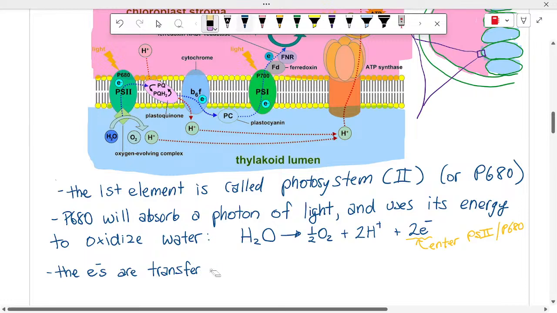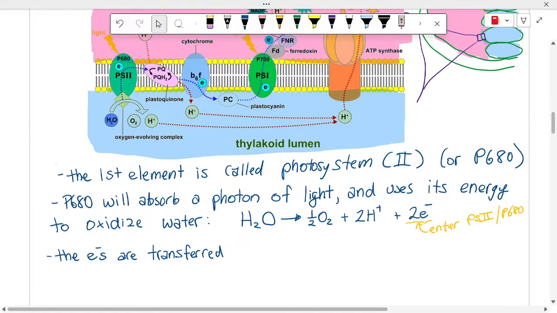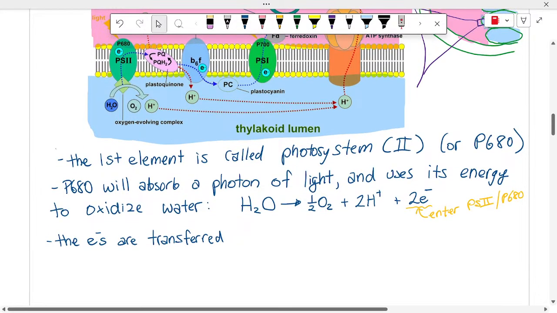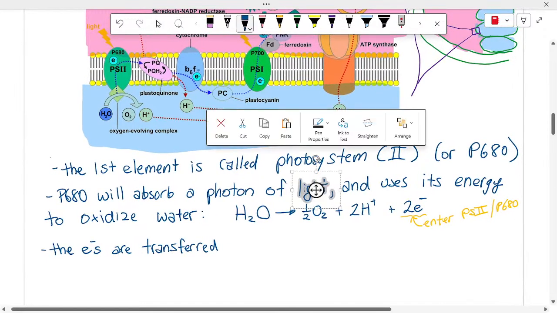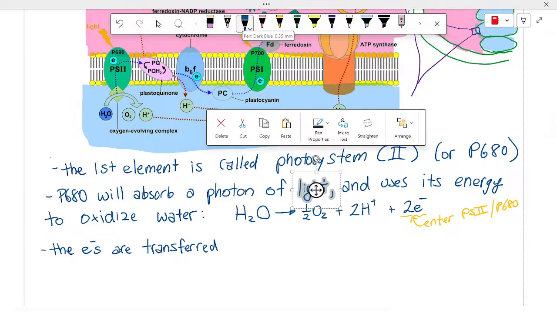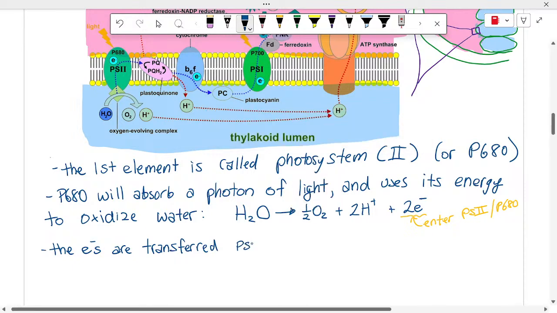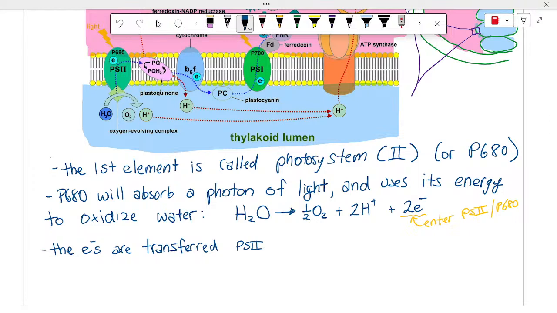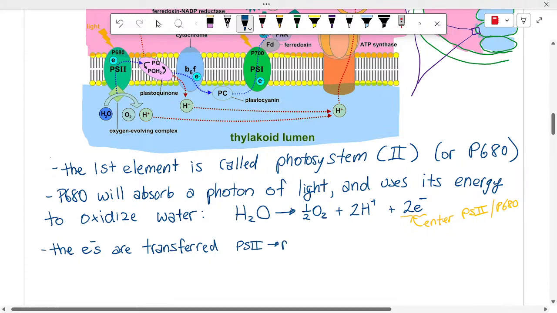The 2 R's in transferred, there totally are, aren't there? Oh, that looks worse to me now. 2 R's? Yeah? Okay. And they're going to go through this process here. They're going to be transferred from photosystem 2, which again we also sometimes call P680, to a molecule called plastoquinone, or the plastoquinone complex.